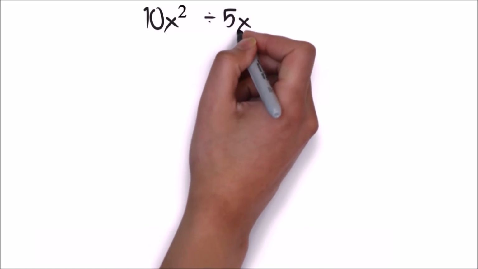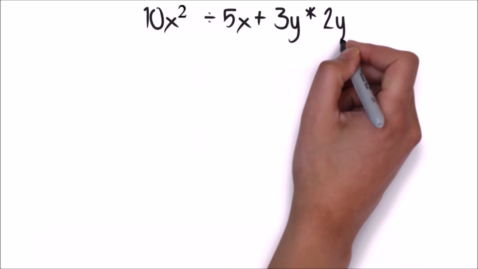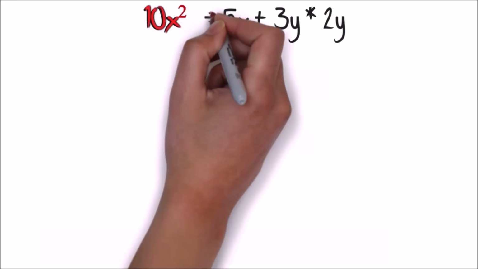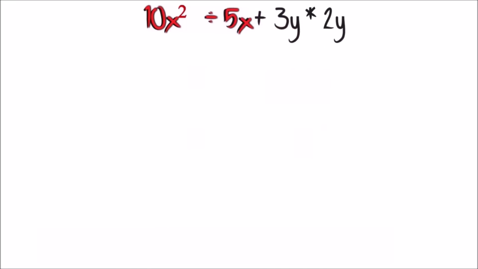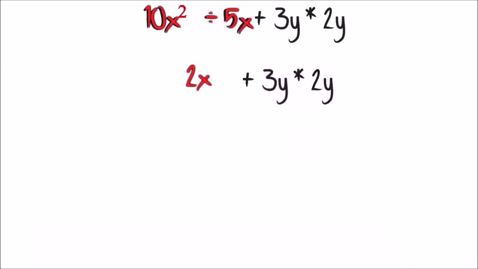Let's try another example. 10x squared divided by 5x plus 3y times 3y. Again, we do the multiplication and division first from left to right. So we can work on the 10x squared divided by 5x. We know how to divide it. This gives us 2x. Now we have 2x plus 3y times 2y.